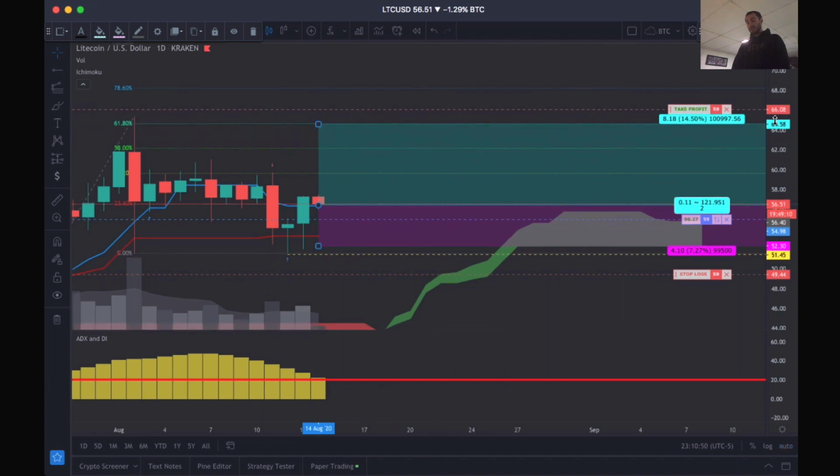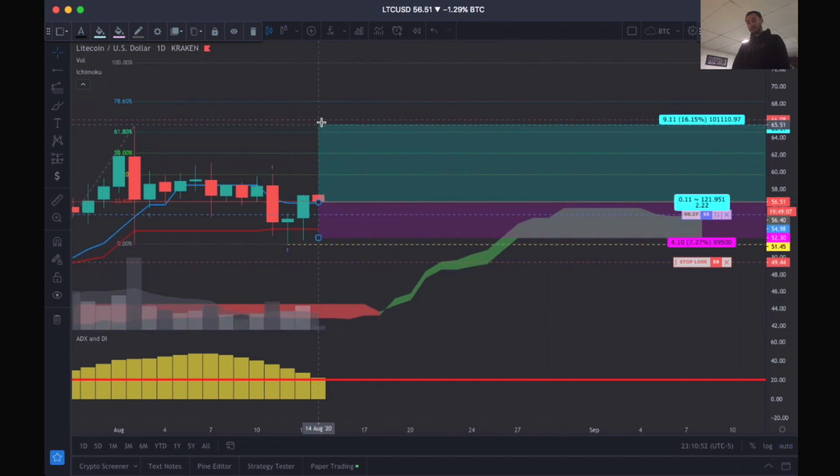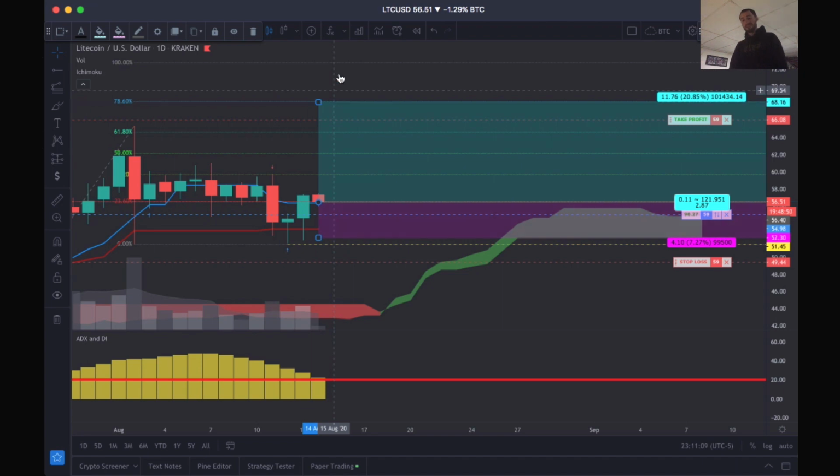Now, if I decide, hey, you know what, I want to do a 3-to-1 right here. Look at that, that's crazy. 78.6 is right there. And so maybe I might not do a 3-to-1, maybe I'll just move it up to the 78.6 line. And that's 20% from where it currently is right now.